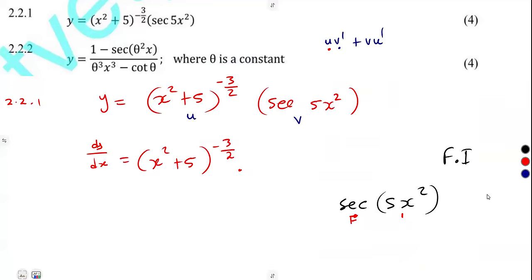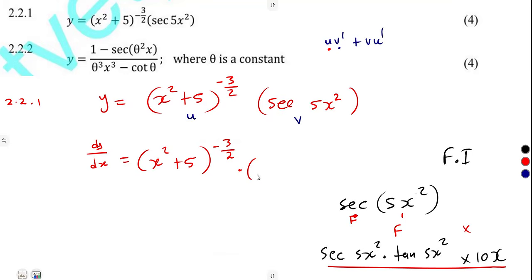So for our function, it was going to be sec of 5x squared times tan of 5x squared. That's our function times the derivative of the inner expression. The inner expression is our 5x squared. Its derivative, drop the power, so that was going to be 2 times 5, which is 10x. So that is what you're going to have. You can simply leave it like this or just write it as 10x sec 5x squared tan 5x squared.